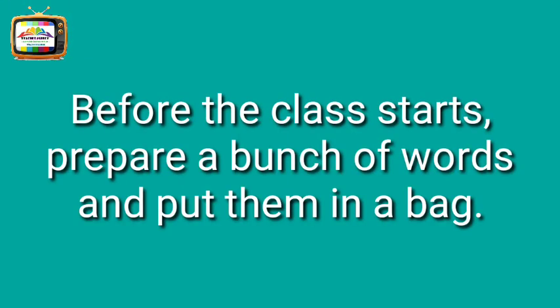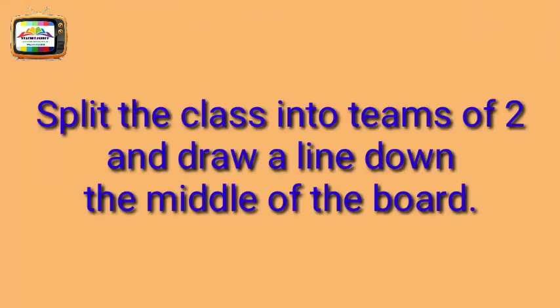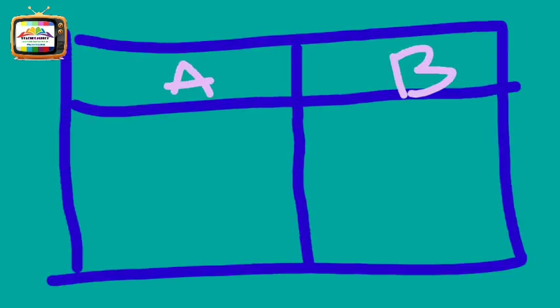Before the class starts, prepare a bunch of words and put them in a bag. Split the class into teams of 2 and draw a line down the middle of the board. Like this. We divide the classroom into 2 sections and we draw this number board or scoreboard on the blackboard.